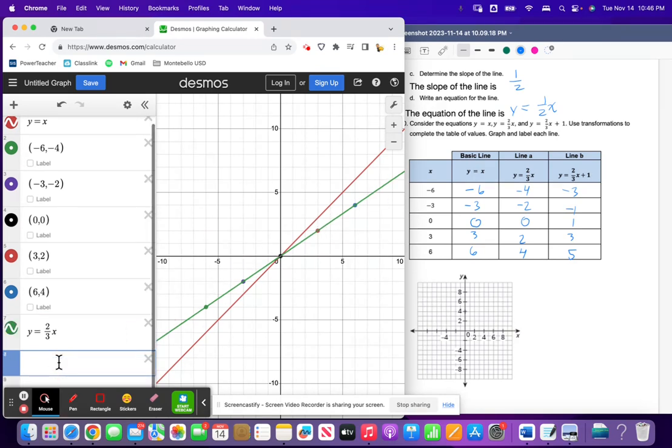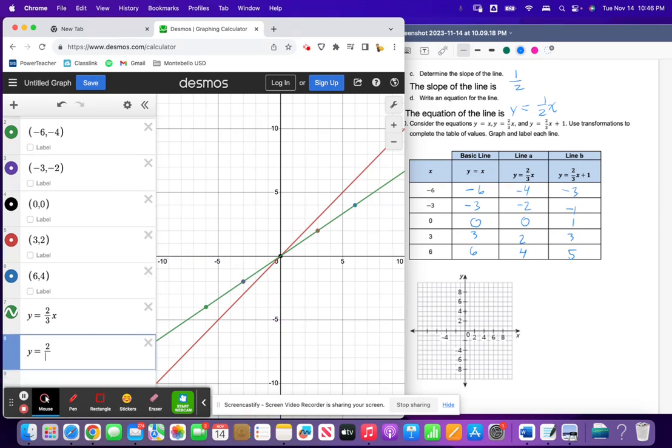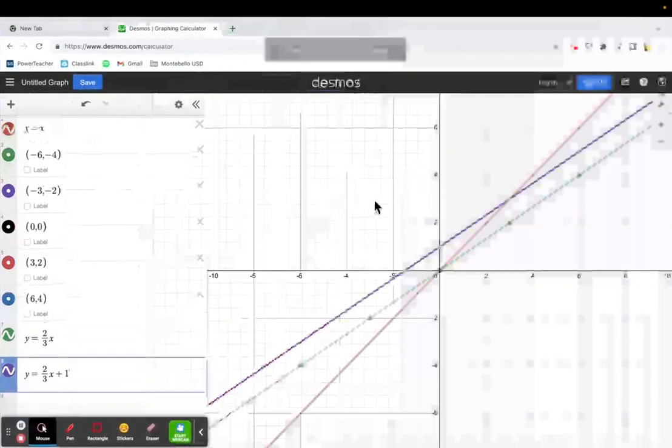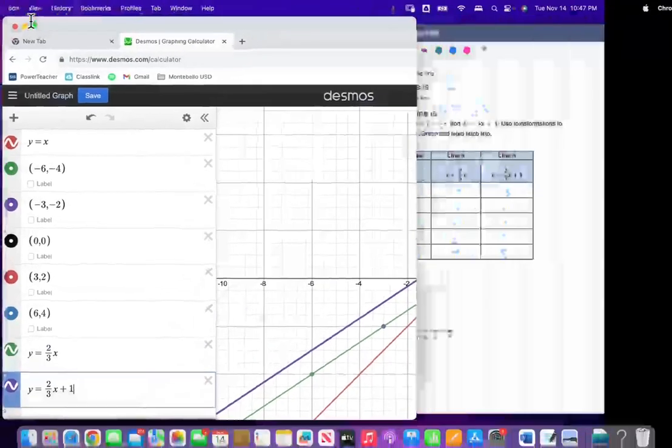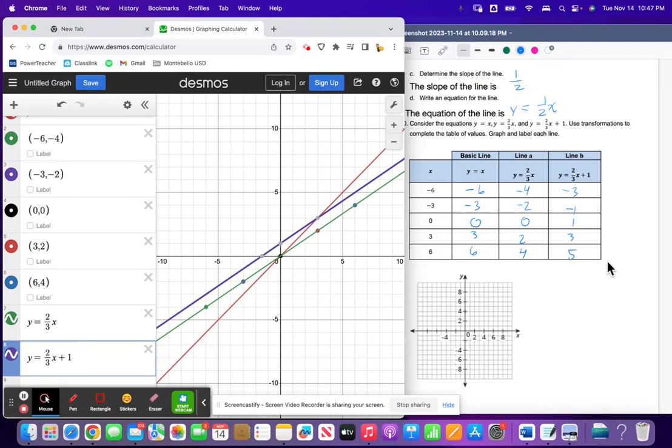Same thing with the other one. I won't go through all the points. I'll just write the line the way it's given. And I'll just zoom in a little bit. So you notice that here we have two lines that are parallel, the green line and the purple line. So then you can answer that question to graph and label each line.